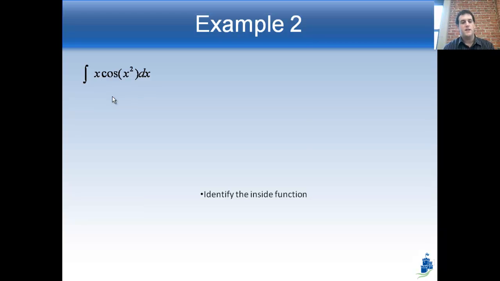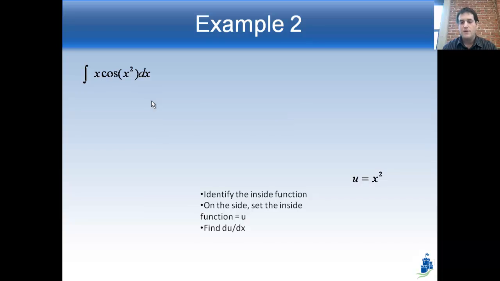First, identify the inside function. What do you think it is? Do you think it's cosine? Do you think it's x? Do you think it's x squared? Well, to me, it looks like x squared is inside cosine. And so I'm going to choose x squared to be my inside function. So we set that equal to u on the side.